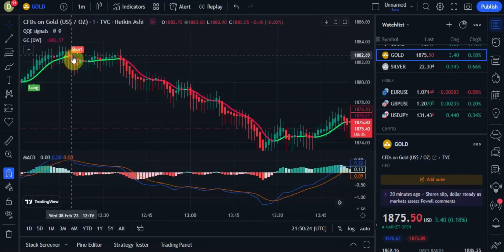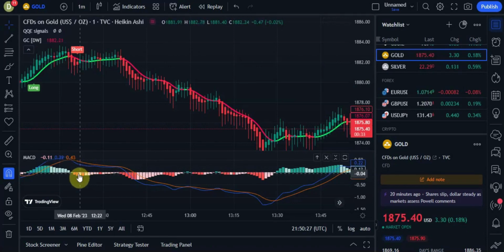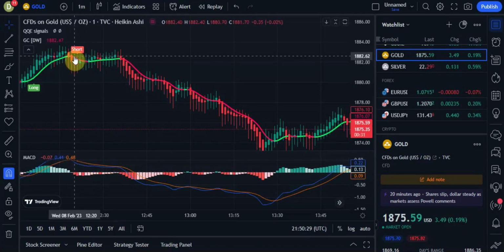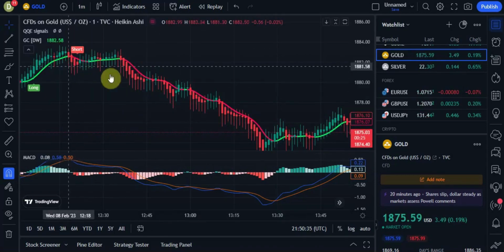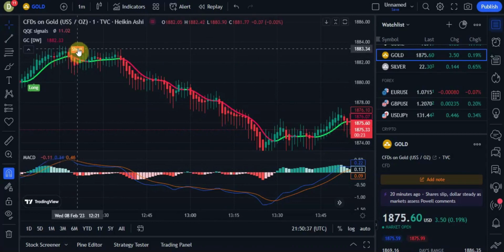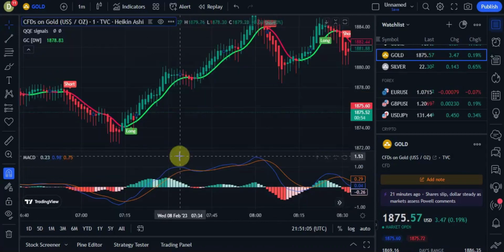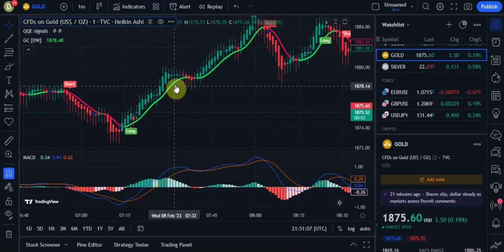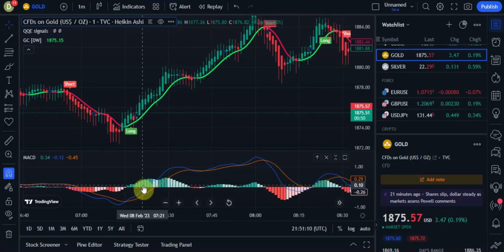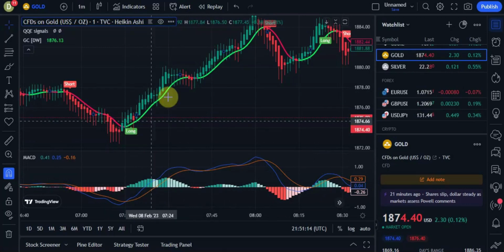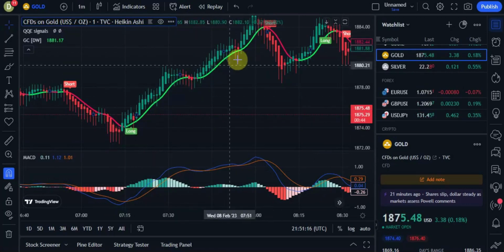Right here again, we can see another section where the histogram is below the zero line, and up here we can see the section of our line is red, and we have a short signal, alright? And if you take a look, you see the market trending downwards, so we know this is another great sell signal right here. Right here again, we can see where the line is green, and down here you see that the histogram is above the zero line and blue, and we have our long signal here, and you see the market going upwards, so we know this is a great buy signal right here, okay?